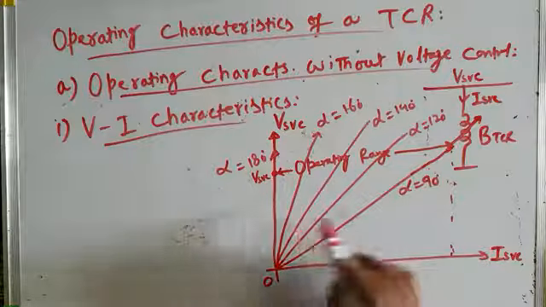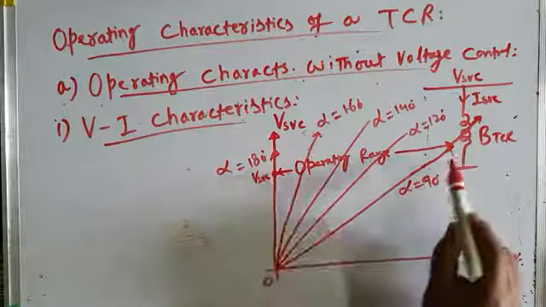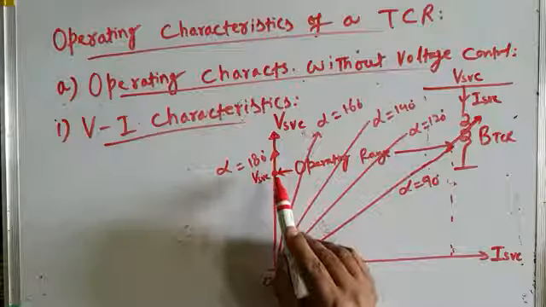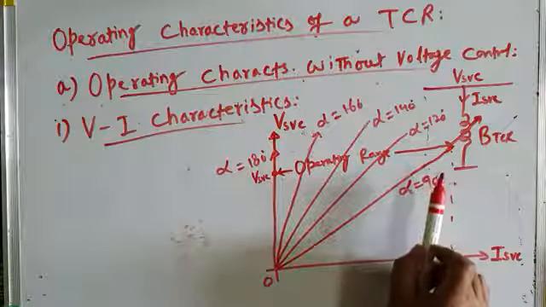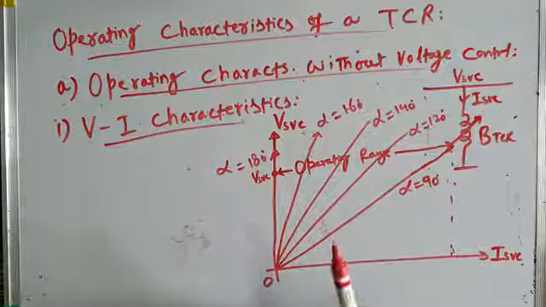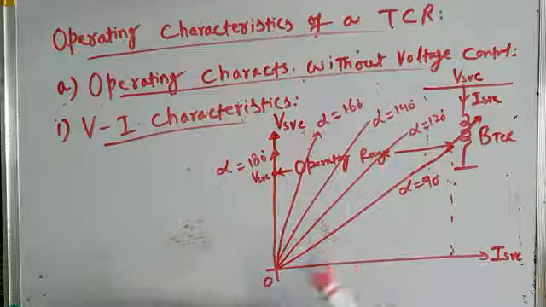So for alpha equal to 90 degrees, since the current drawn for a given voltage VSVC is maximum, we can say that the TCR absorbs maximum reactive power when it is operated at alpha equal to 90 degrees. Then as you increase alpha from 90 degrees to 180 degrees, the current drawn, and hence the reactive power absorbed by TCR, decreases almost linearly.